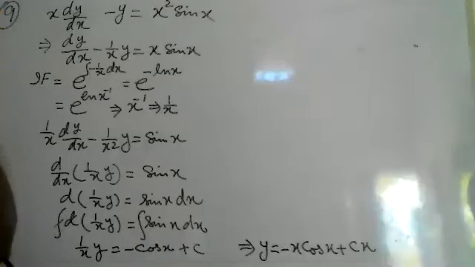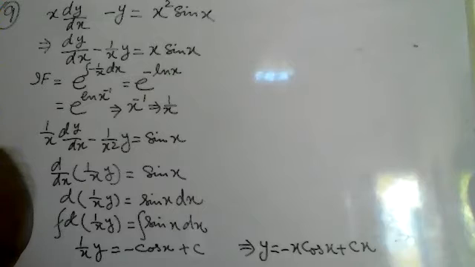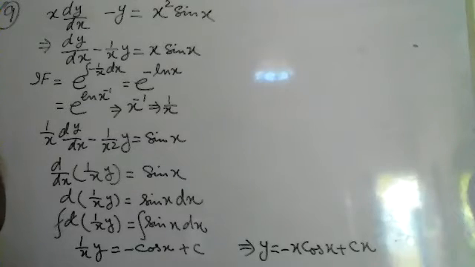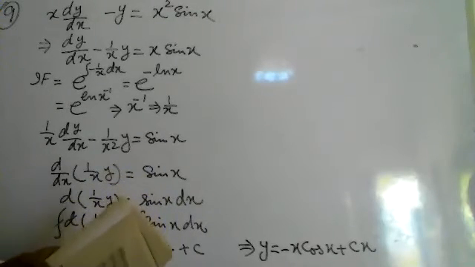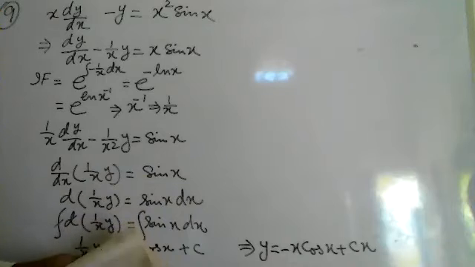Question number 11. Understood this one? Question number 11: x dy/dx + 4y = x³ − x.